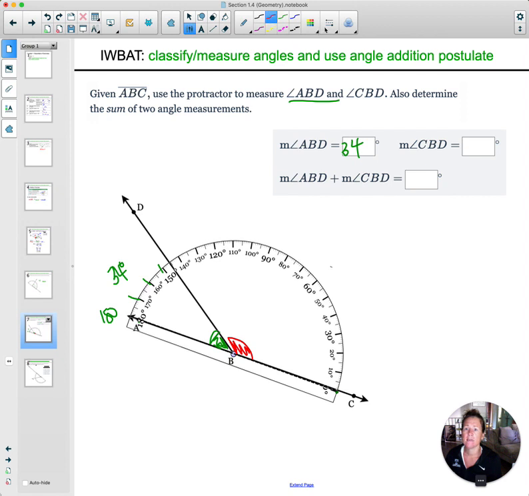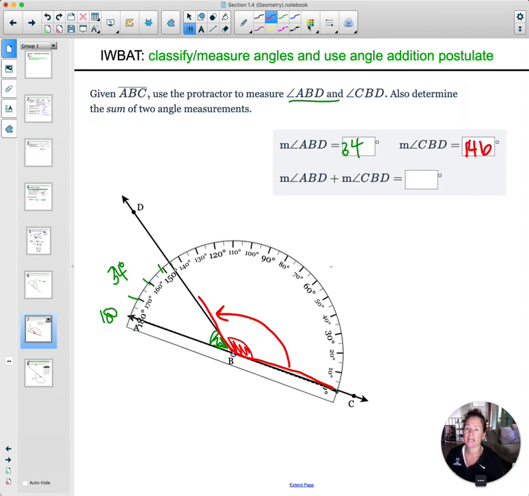And then CBD. Now that one I have lined up at 0. So I have one side of this angle lined up at 0, and I just want to go out to the next one, 0 all the way over. So 0 up to 140, 145, 146 here.